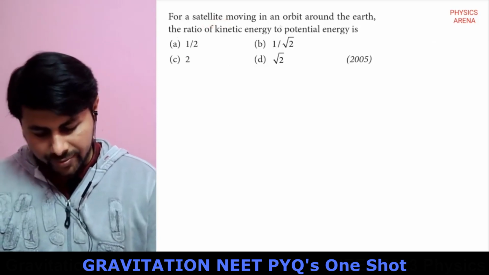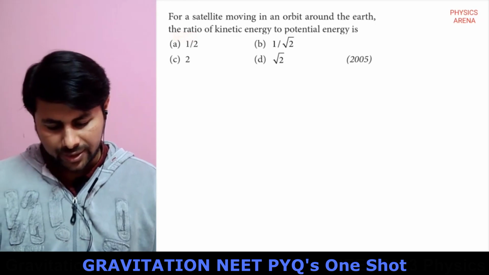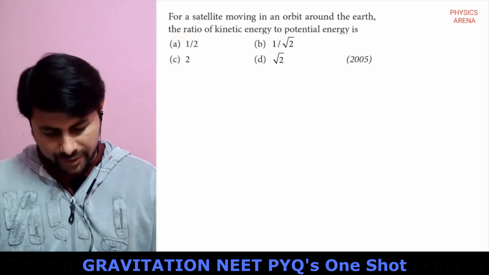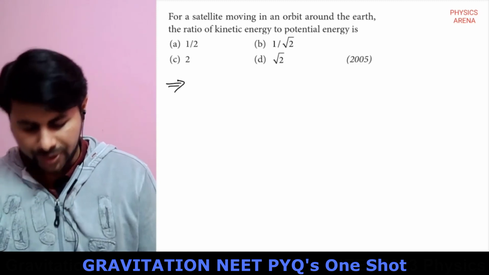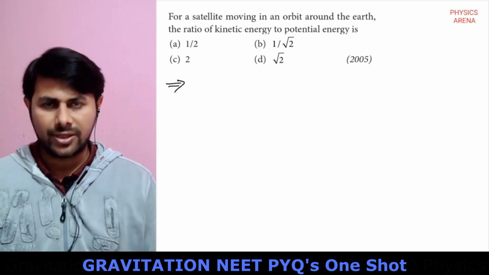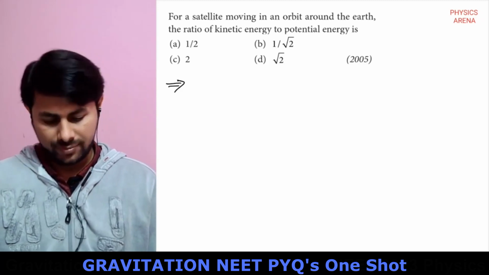For a satellite moving in an orbit around the Earth, the ratio of kinetic energy to potential energy is. So what is the ratio of kinetic energy to potential energy? So this is very simple. We have discussed this. Tell me.